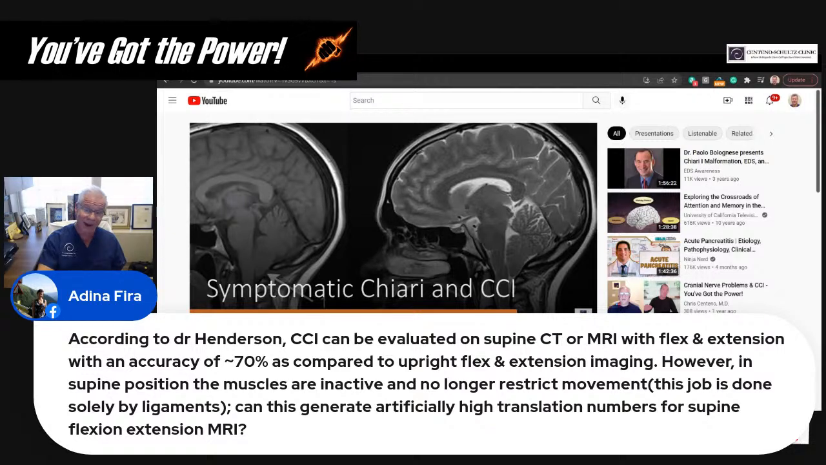But as far as supine flexion extension, I don't know of a lot of centers that do supine flexion extension, primarily because it's difficult to pull off. If you're going to get a flexion extension MRI, you should definitely do it upright. So I would agree with that general concept.